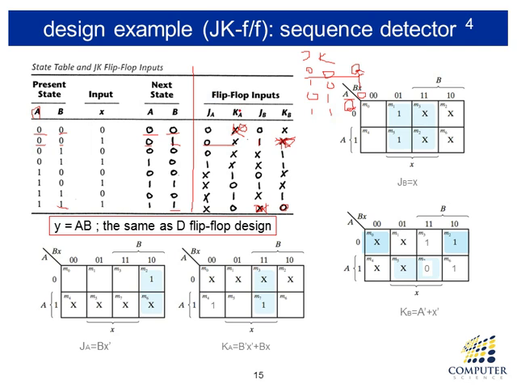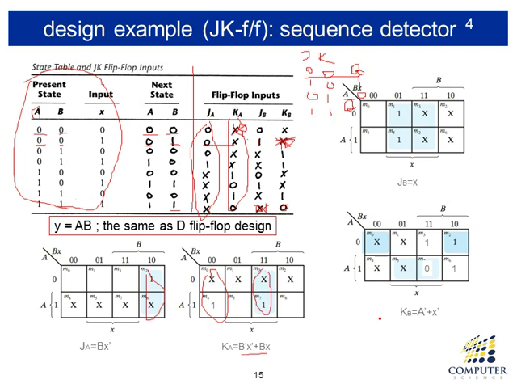Then we can derive the input equations for the flip-flops. For JA, we have a K-map. Given A, B, and X, we desire those results. So we construct a K-map utilizing don't care conditions, and then we derive a simplified equation for JA. For KA, given A, B, and X, we desire those values. So we construct a K-map for that, and then we derive a simplified equation for that. So we have one PI and another PI here.